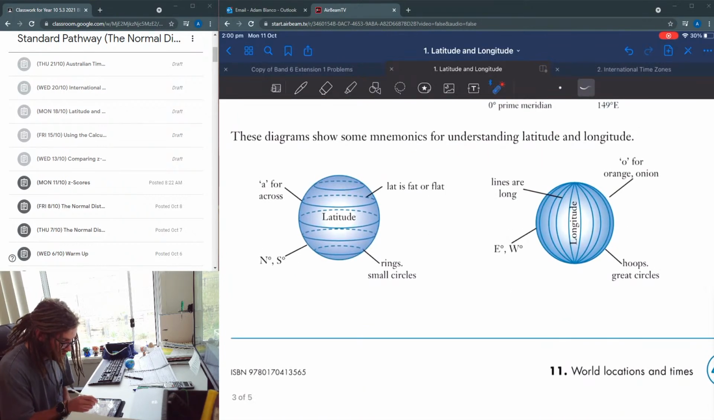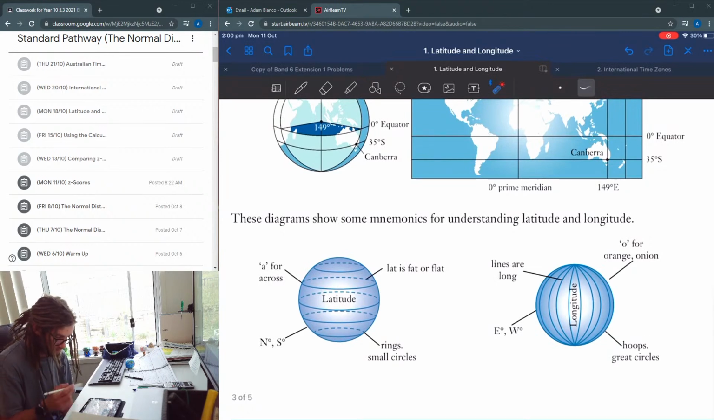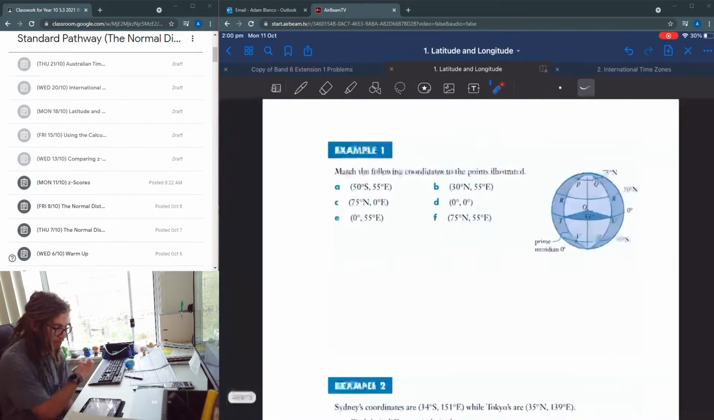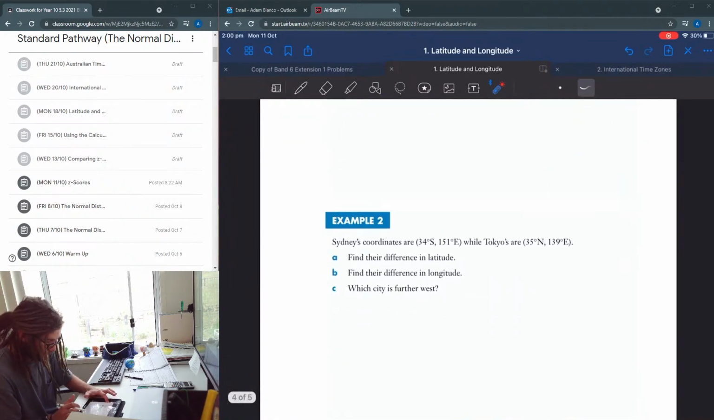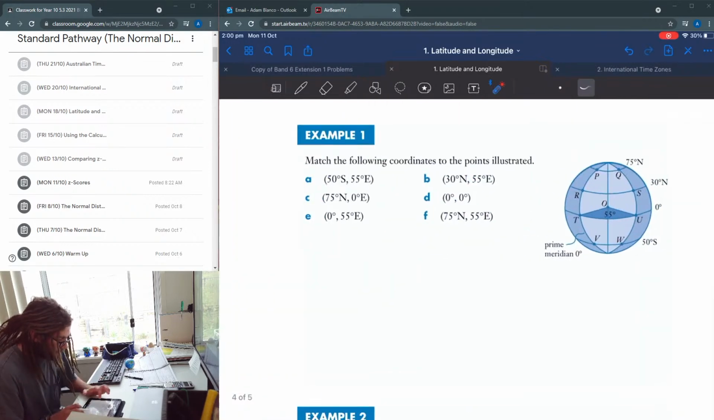These mnemonics suck. Just lat flat is enough for me, but if you want different ones, then anyway, this is where they use small and great circles, I believe. Okay, let's get into an actual question. So I'm going to do 3 questions.